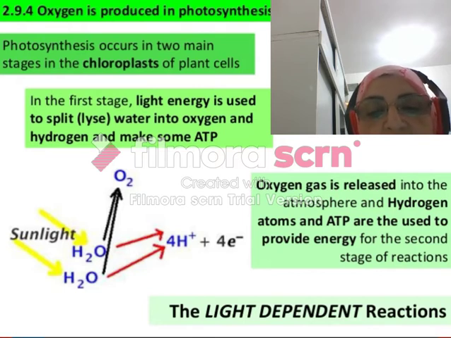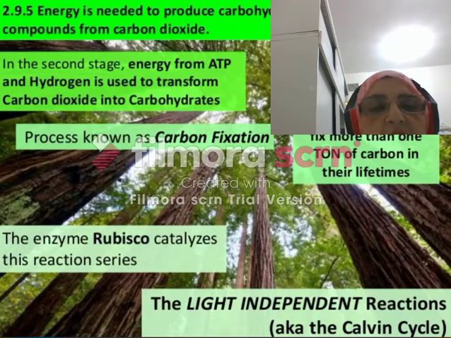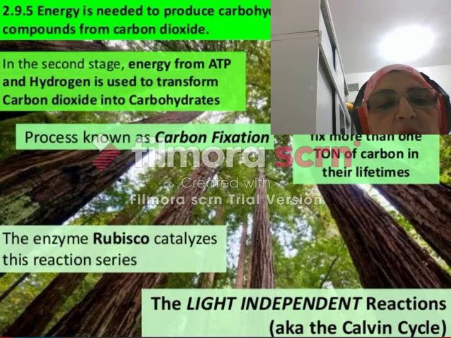ATP is used to provide energy for the second stage of reaction that doesn't depend on light, and we call it light-independent reactions. Energy is needed to produce carbohydrate and other carbon compounds from carbon dioxide. So in the second stage in photosynthesis, we use energy from ATP. We use hydrogen carried on hydrogen carrier like NADP to transform carbon dioxide into carbohydrate, and we call this process carbon fixation. This process was worked out by a scientist named Calvin, so sometimes we call the process of carbon fixation the Calvin cycle.